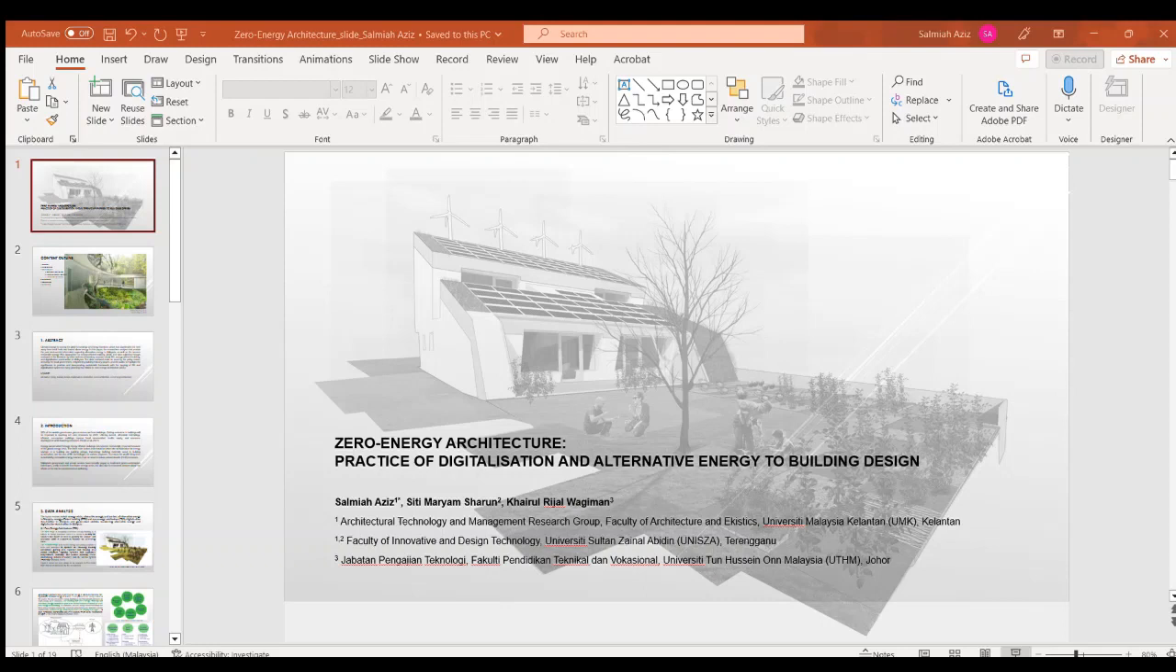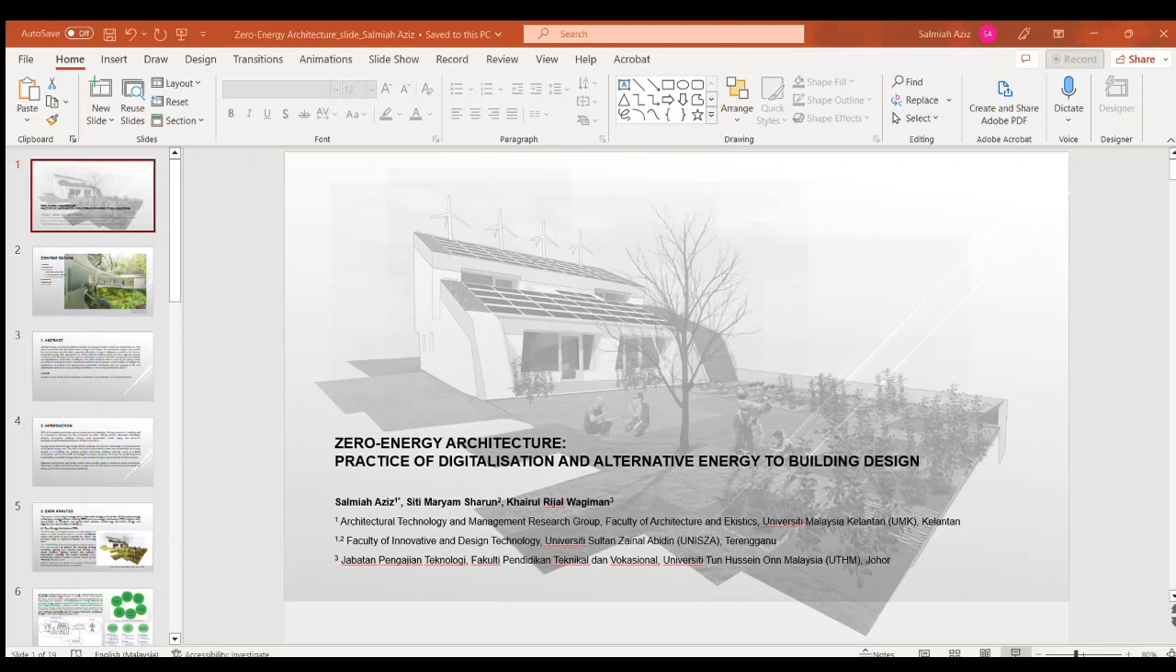So my research content outline today will be about abstract, introduction, data analysis of zero architecture, alternative energy in Malaysia, and also digitalization construction. And after that I will go for discussion, conclusion, and also references.